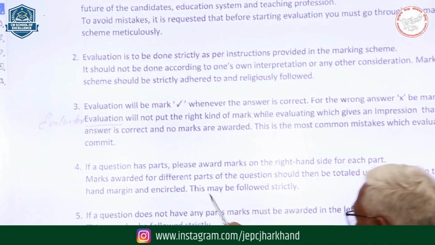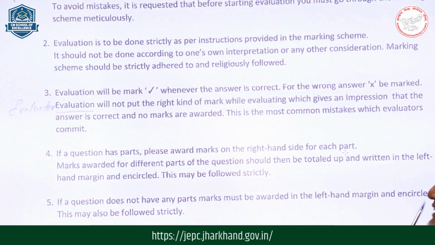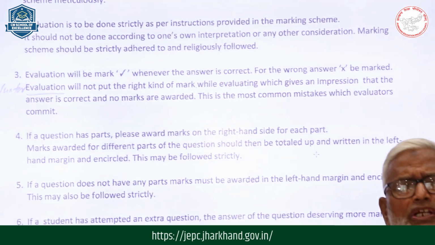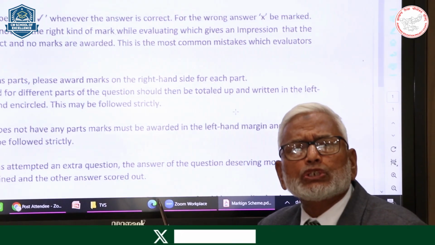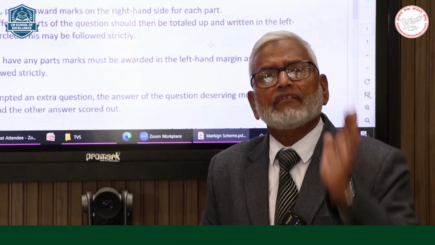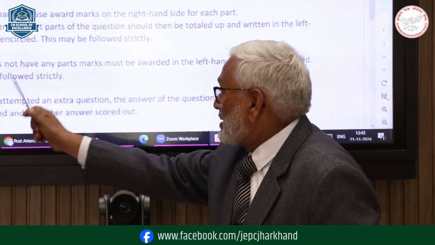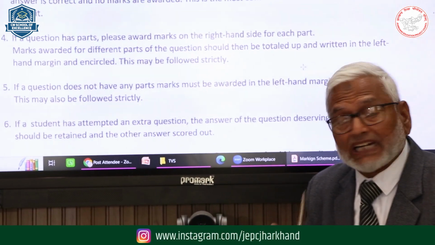If a question does not have any parts, marks must be awarded in the left hand margin and encircled. If a particular question has no parts, then in toto for that question, you will award the marks on the left hand side and that has to be encircled. This also is to be followed strictly.